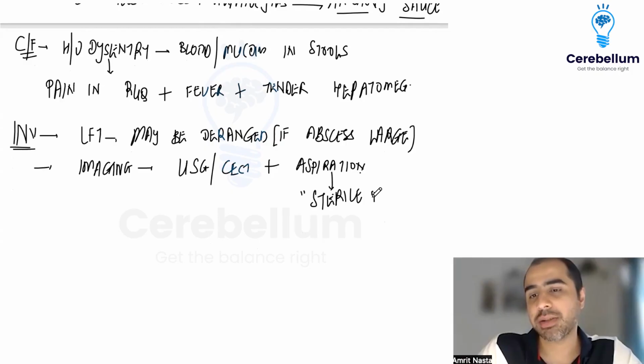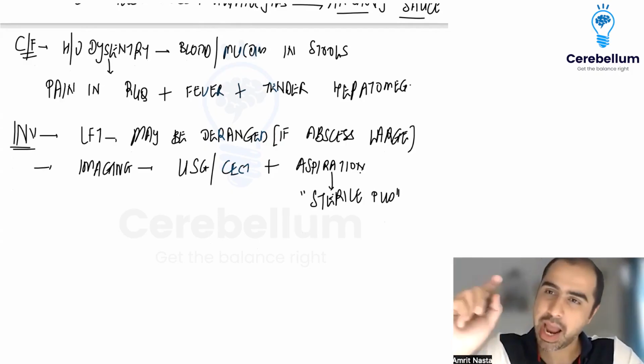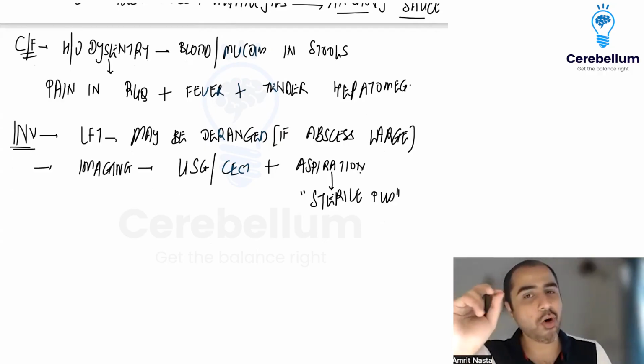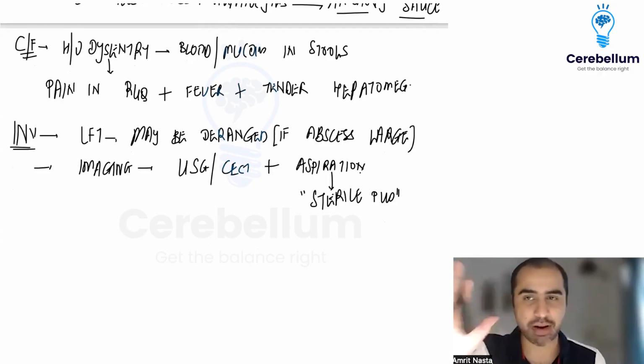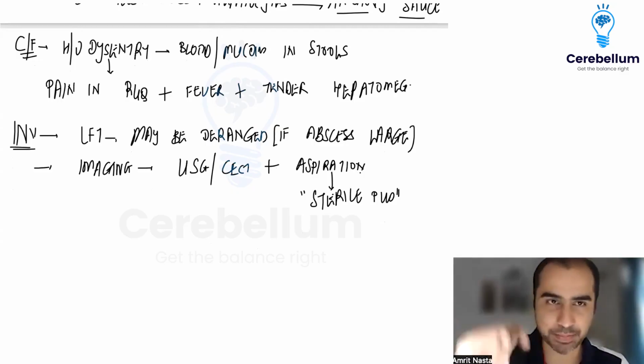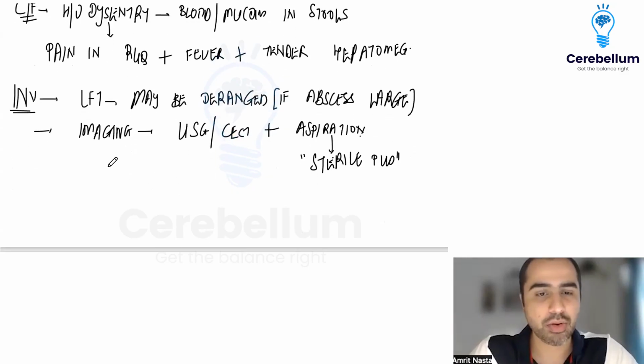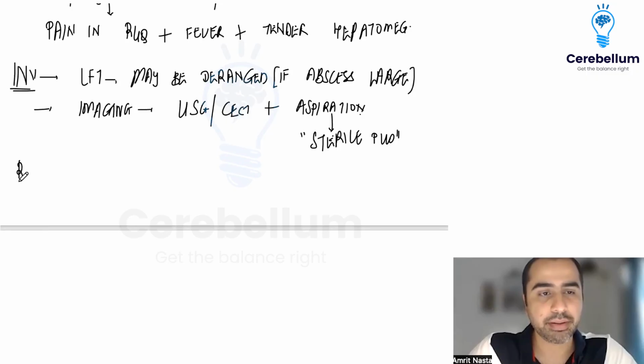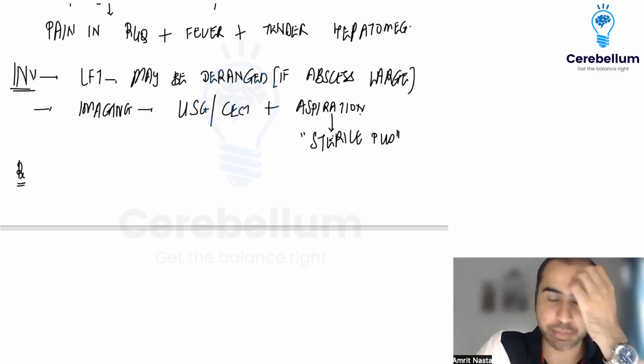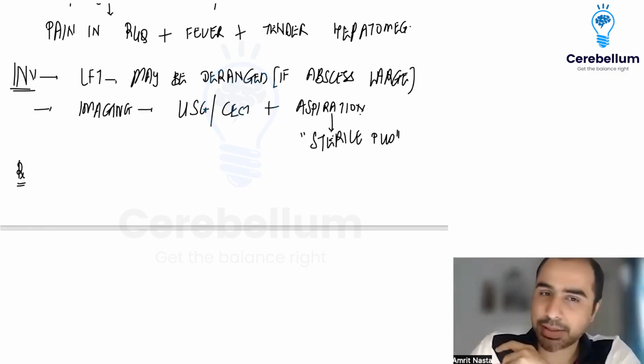Sterile means no organism is growing. So it is a sterile anchovy sauce pus. That is the hallmark of amoebic liver abscess. Okay, simple so far. Then you go to treatment. How are you going to treat it? What is the treatment of choice for amoebic liver abscess?